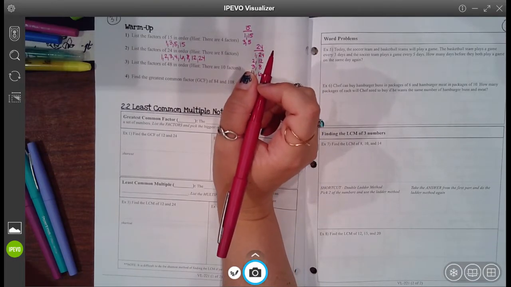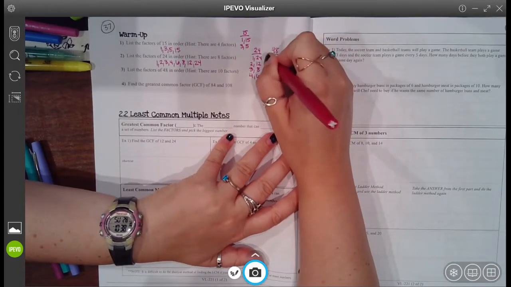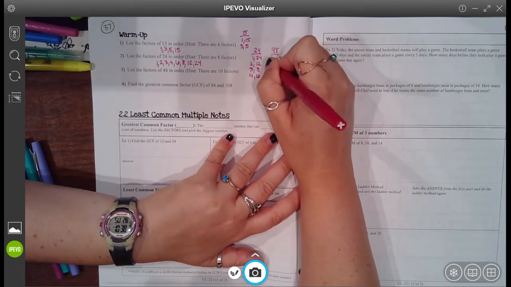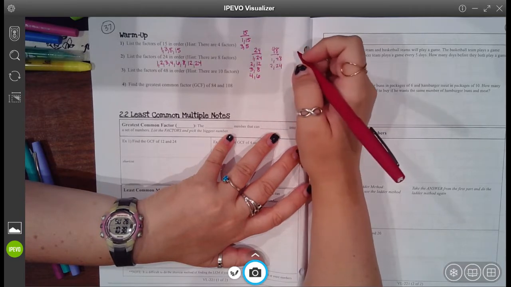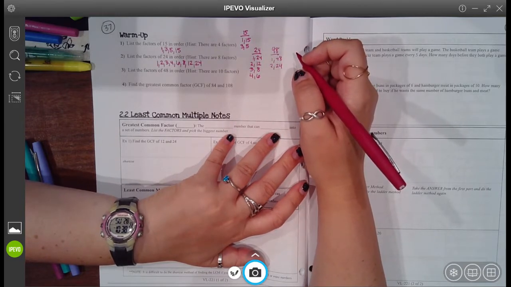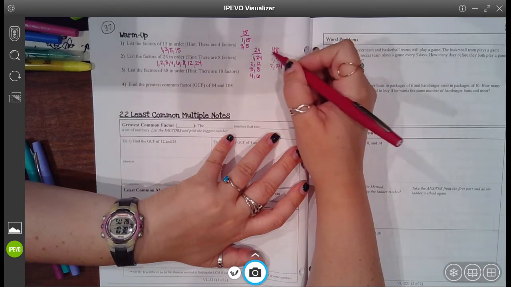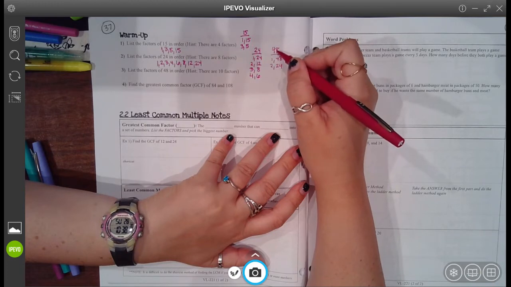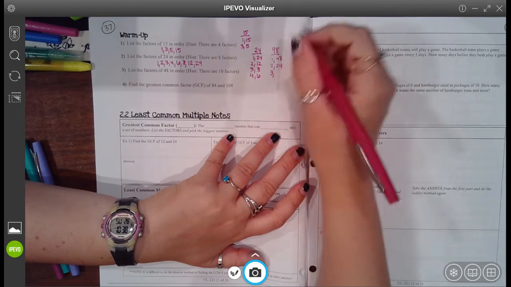The next one says list the factors of 48. Well, 1 can go in, 2 can go in, half of 4 is 2, half of 8 is 4, 3. Okay, 3 is a little bit tough. So remember the divisibility rule for 3 is that if you can add these digits together and 3 can go into that sum, then 3 can go into the number. Well, 4 plus 8 is 12. 3 can go into 12, so 3 can go into 48.